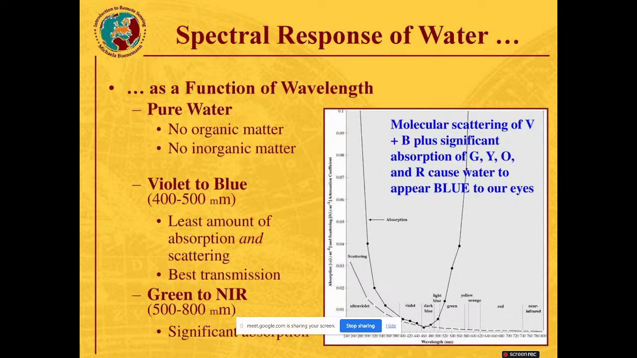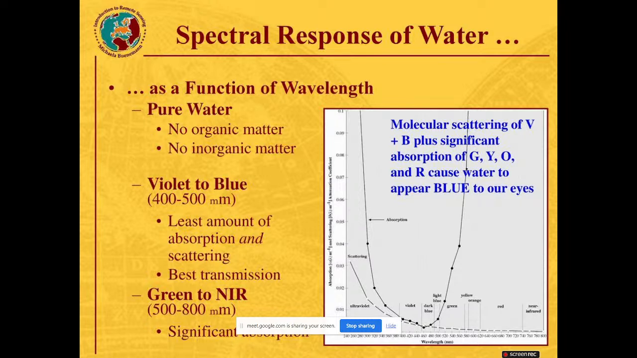So now, the spectral response of a water body. It is mainly a function of wavelength, for pure water. So what is pure water? Pure water, we can define as having no organic matter or no inorganic matter. In remote sensing, when you want to look at the spectral response of water, we can divide it into two parts: where there is no organic matter, or where there is no inorganic matter. Okay?